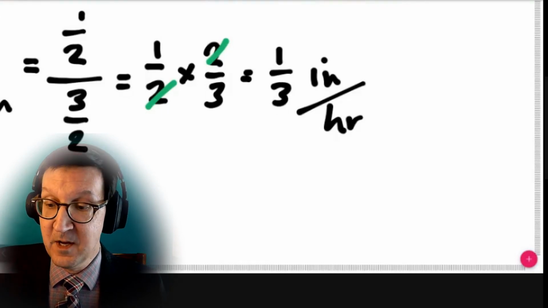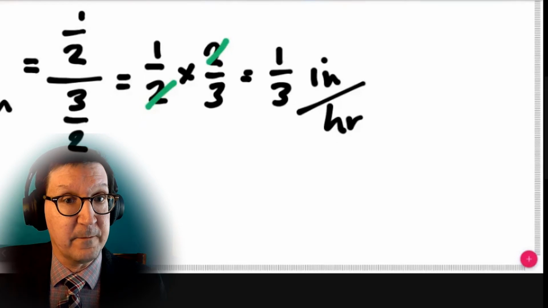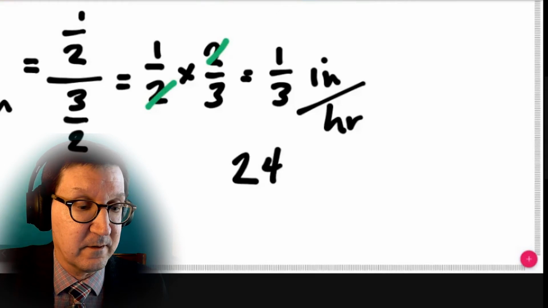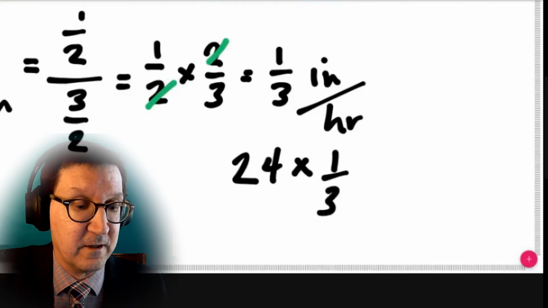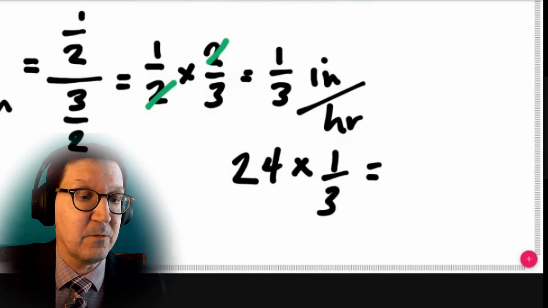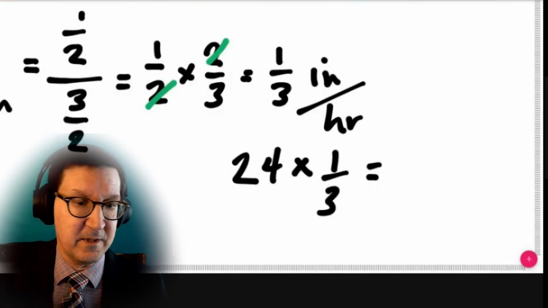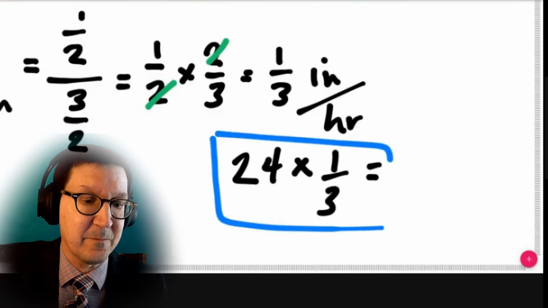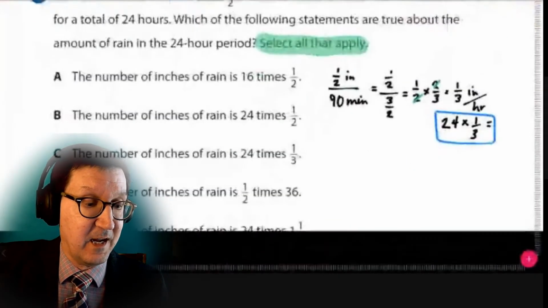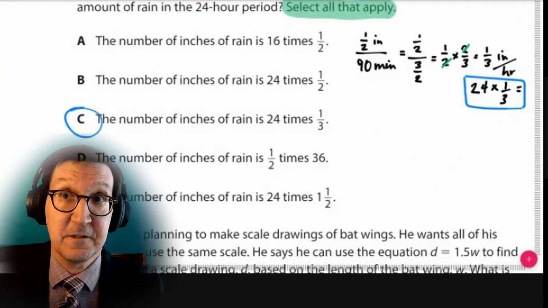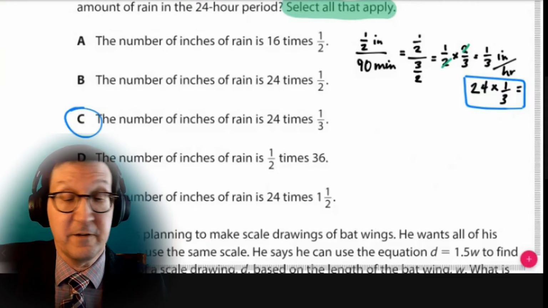Aha, good. So if we have 1/3 of an inch per 1 hour, how are we going to get to 24 hours? We go 24 times 1/3 of an inch. And that will give us what our answer is. So what is our answer? Doesn't matter. The question's not asking what the answer is. The question's asking what's the setup. And that's the setup for one of them, 24 times 1/3. And that is C. So C is one of the right answers.